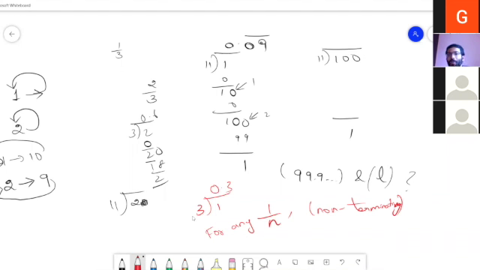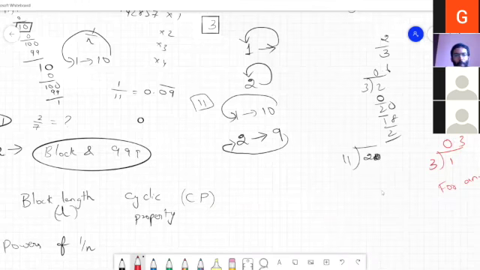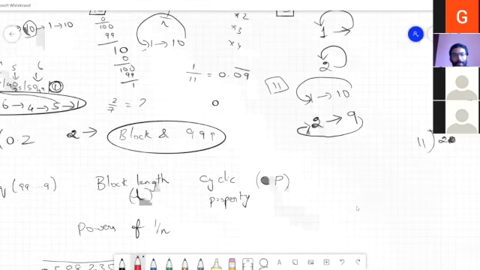Because when do we stop? We stop when the quotient starts repeating, right? The quotient will start repeating when the remainder starts repeating. Right? Okay. So now we are going into deeper and deeper waters.